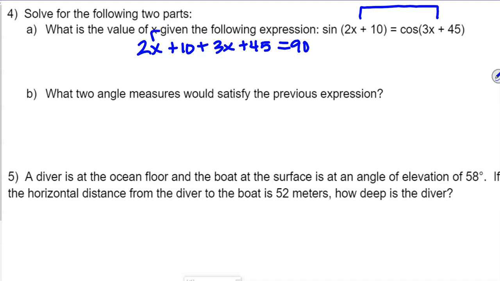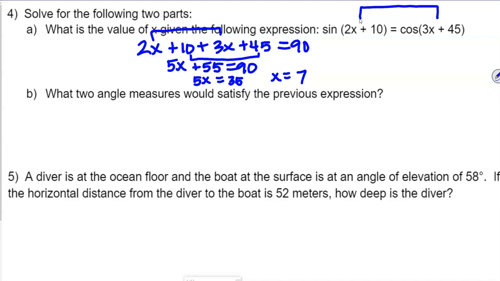So combine our like terms here. 2x plus 3x is 5x, right? And 10 plus 45 is 55. And that's equal to 90, right? Then we're going to subtract 55 from both sides. So that's going to give us 5x equals 35. How many times does 5 go into 35? Yes, 7. So x equals 7. So that's how we solve for x.